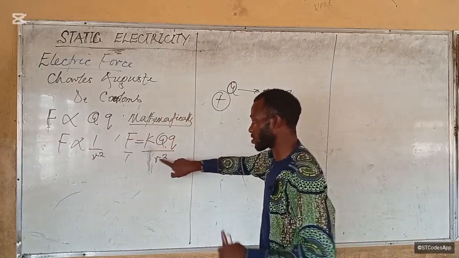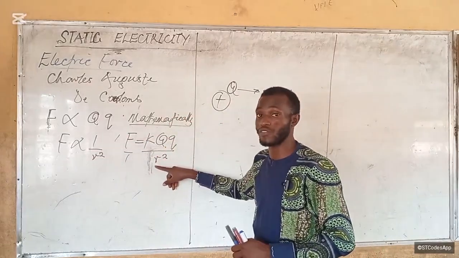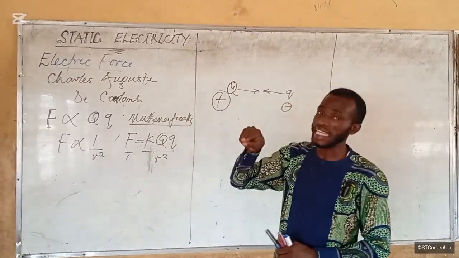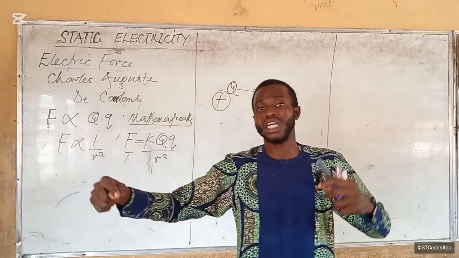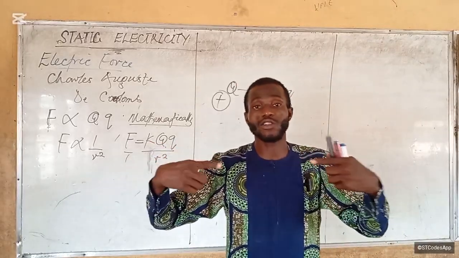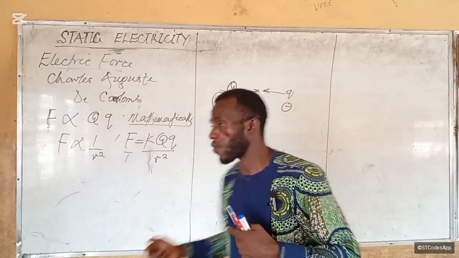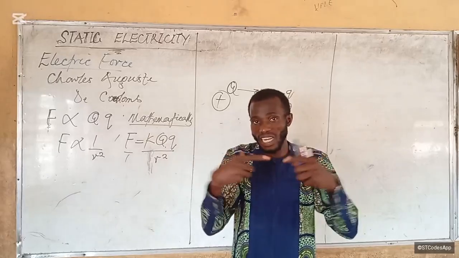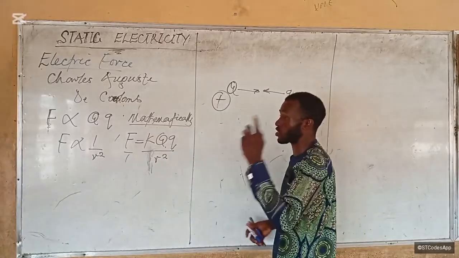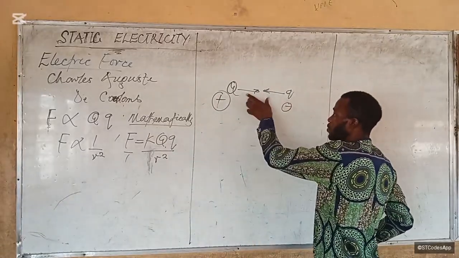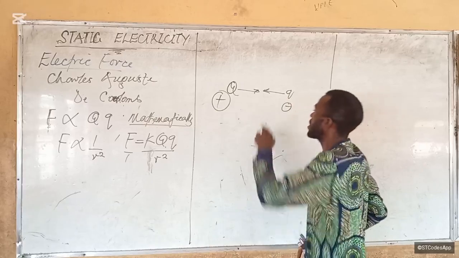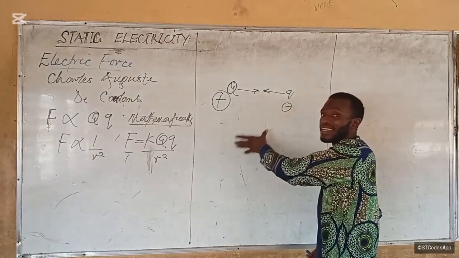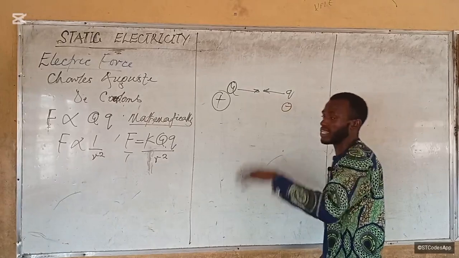All right, that said, the law completely says that the force is directly proportional to the pair of charges, but inversely proportional to the square of the distance between them. The force acts in the direction of the line joining the two charges. So these two charges here are joined by this line, so the force of attraction is along this line.